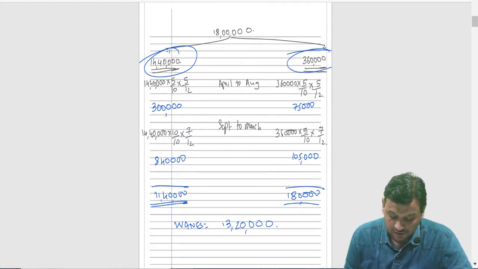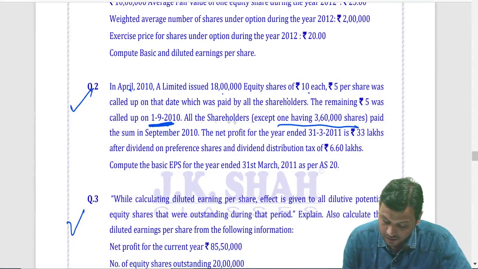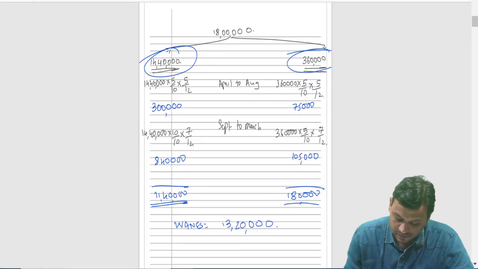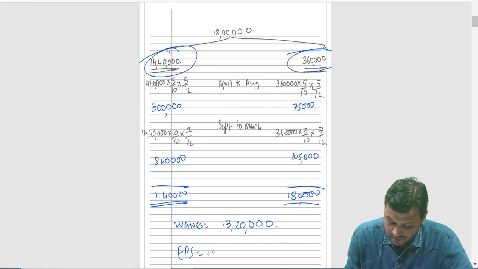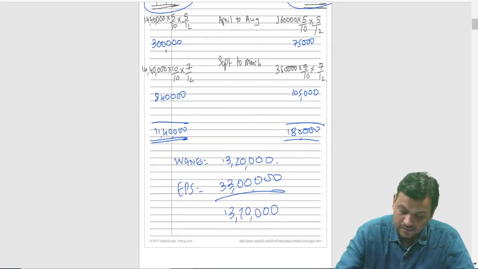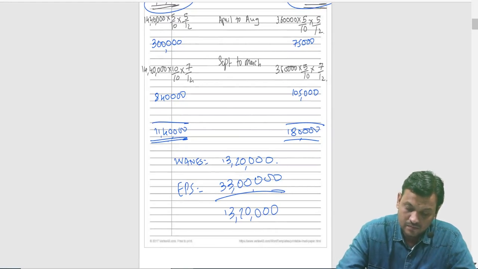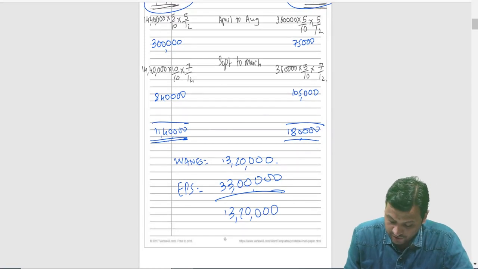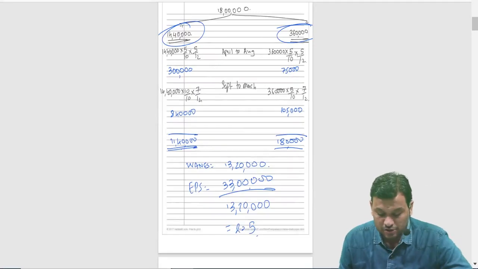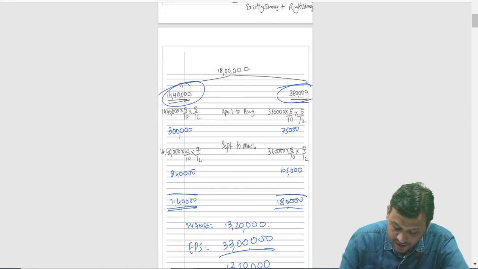Now, my dear students, net profit is 33 lakhs. So EPS will be how much? 33 lakhs divided by 13,20,000. 2.5 rupees is my EPS. So that is the solution to question number 2, homework section.